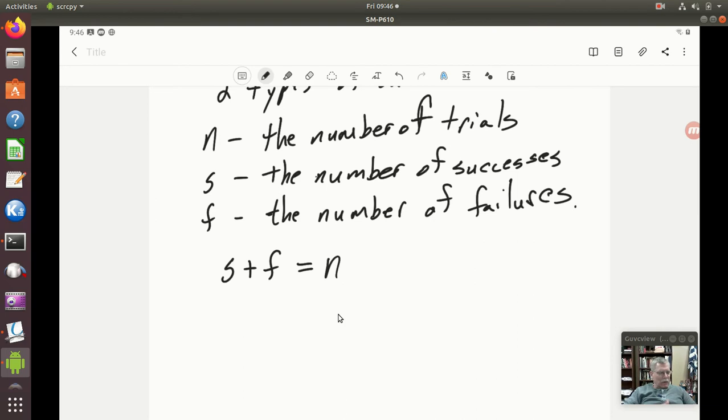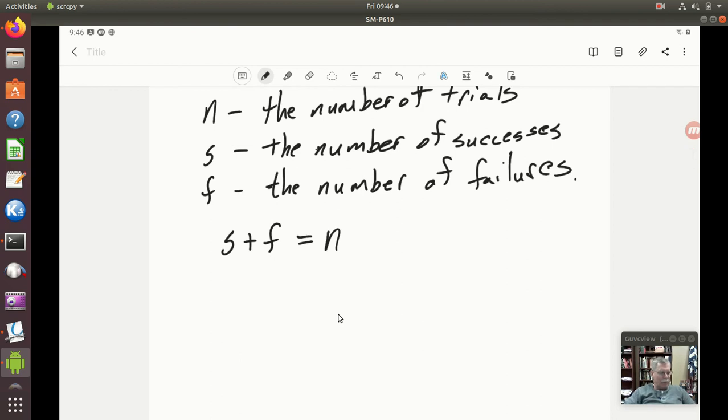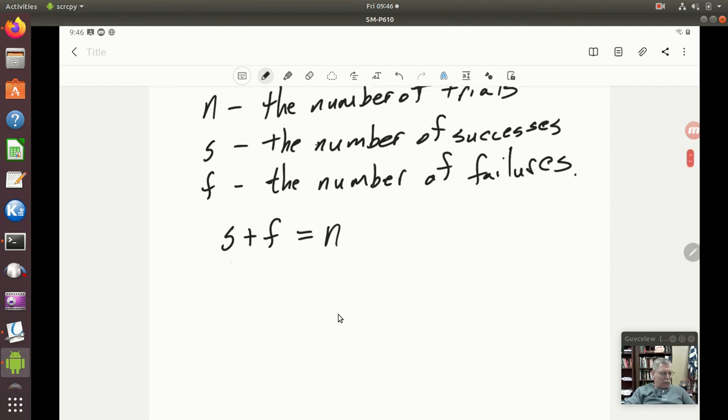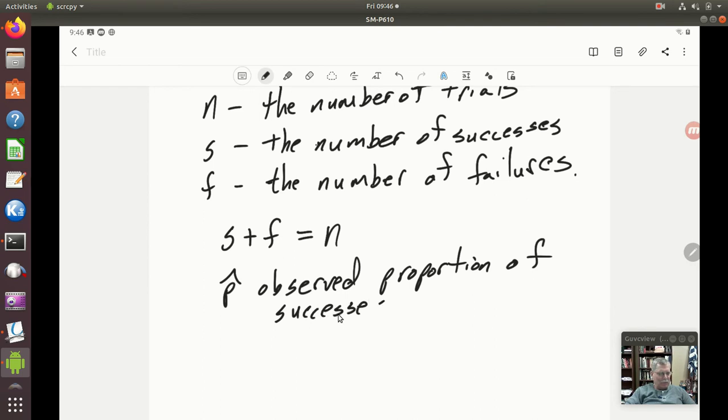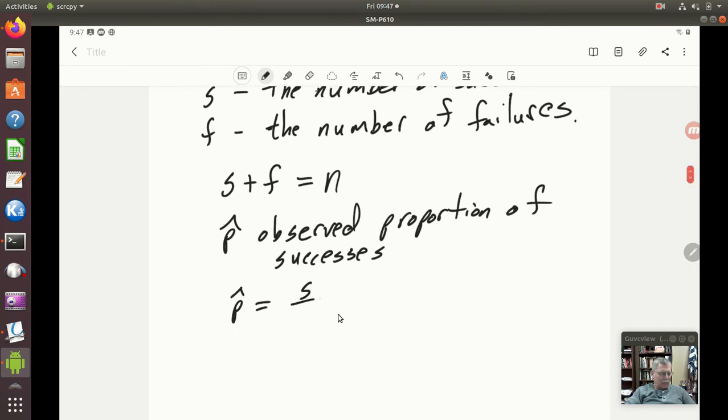Now the text talks about a single proportion, but I want to point out right off the bat that really there are two proportions here. We will keep track of p hat, our observed proportion of successes from our data. We calculate that simply by taking S over N, the number of successes over the number of trials. So that's our p hat, the proportion of successes.